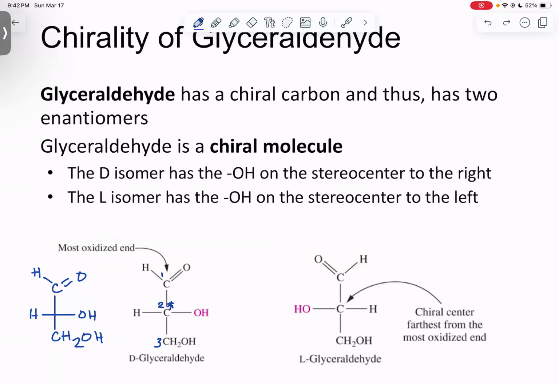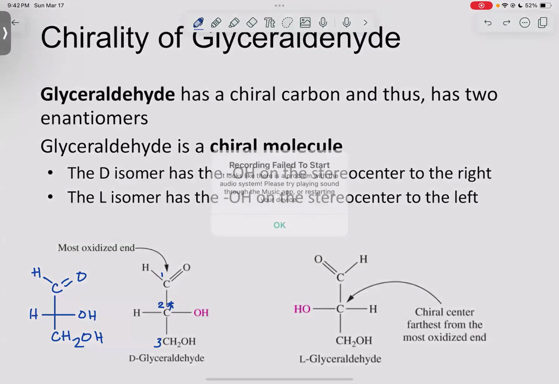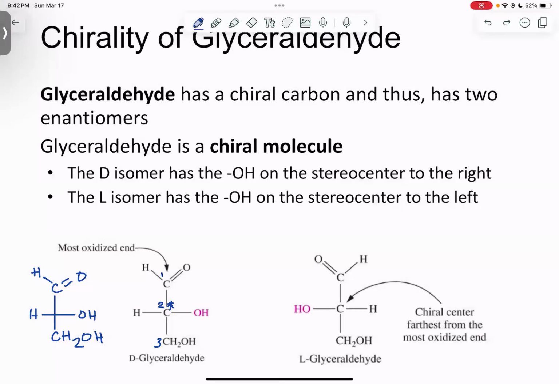All right, and then if I go down to carbon number 3, what I see is that carbon 3 has 2 hydrogens attached to it. So even though it has 4 things, 2 of those things are the same. So then it is achiral. So the only chiral carbon in this entire molecule is this one right here.